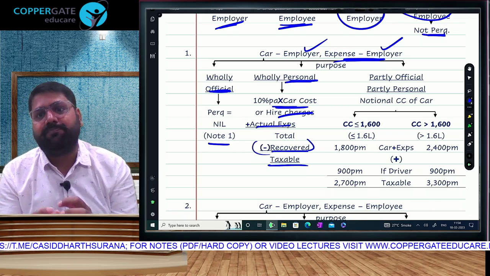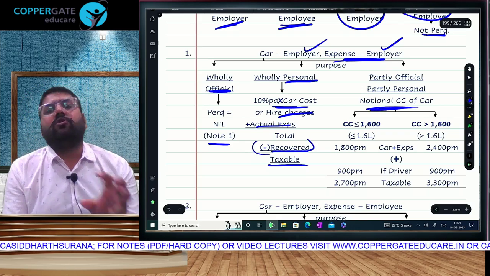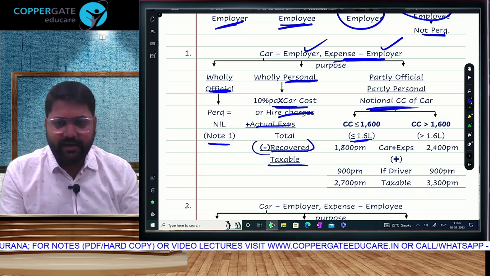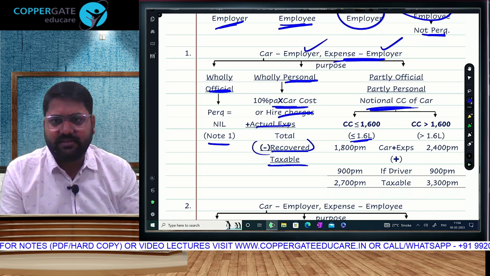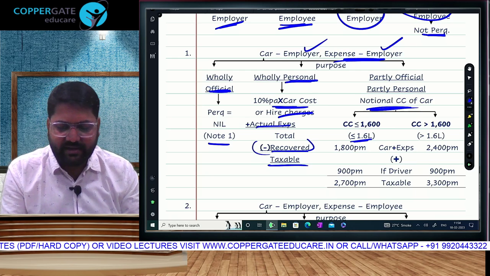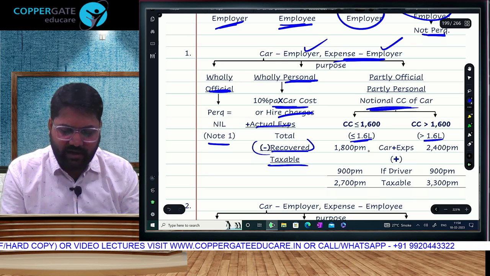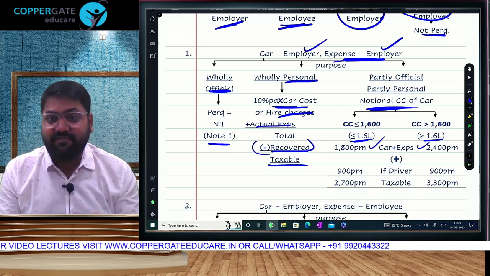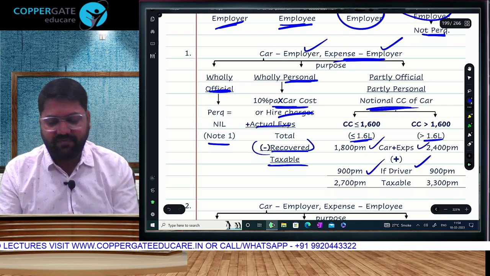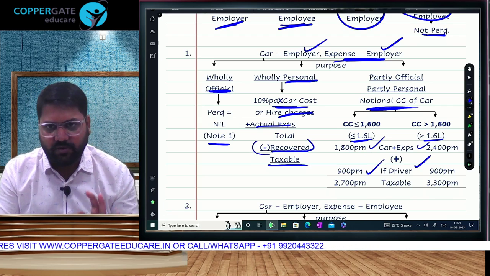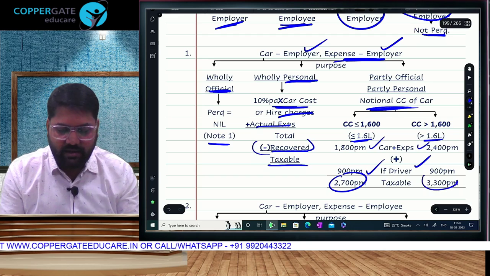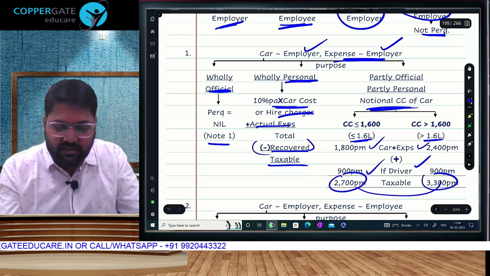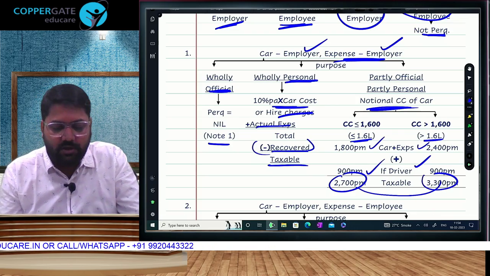And if it is for mixed purpose, then we will have to go notional basis on the cubic capacity. If the cubic capacity is up to 1.6 litres, that is less than or equal to 1600 cc, then the rule is different. And greater than 1.6 litres the rule is different. For car plus expense we will take 1800 and 2400 respectively. And if driver is provided only, for 900 the perquisite value will be only rupees 900 only for the driver. So with driver it will be this amount, the taxable value of the perquisite without any recovery, nothing. This is the final answer into number of months the car was provided.